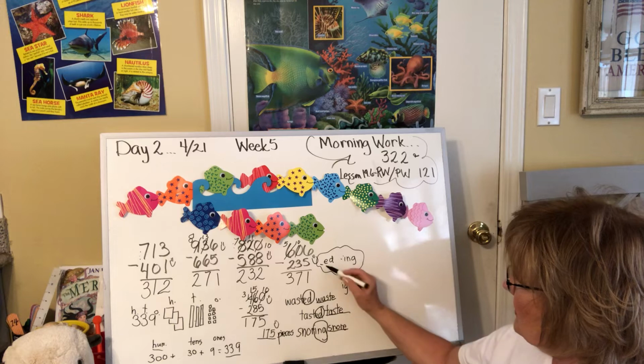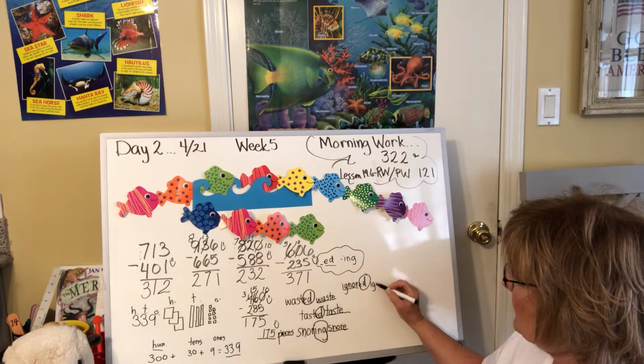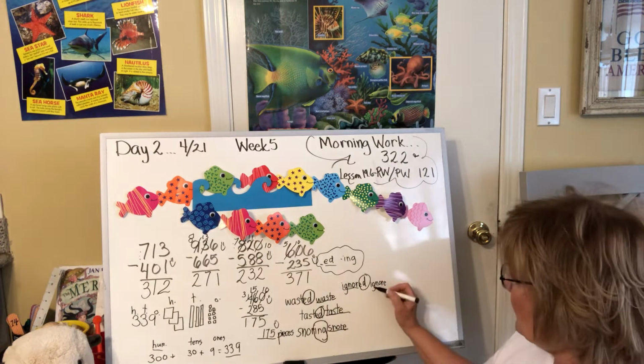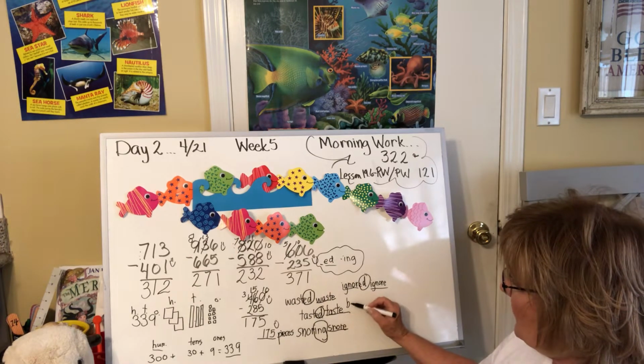You want to circle your ED. You want to write, ignore, with the E back on. Okay. All these got their E's dropped off. Behaving.